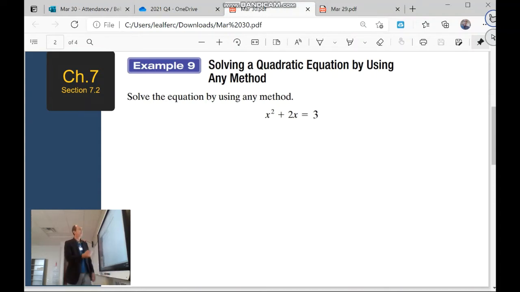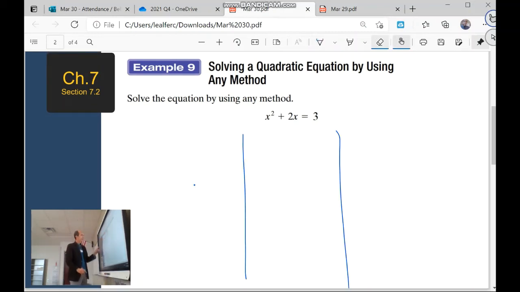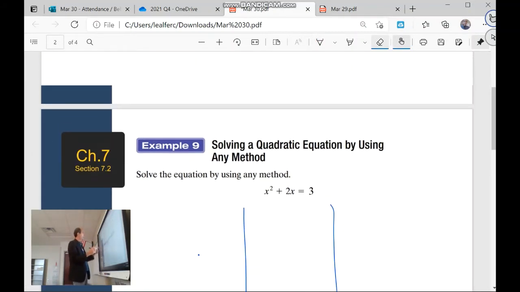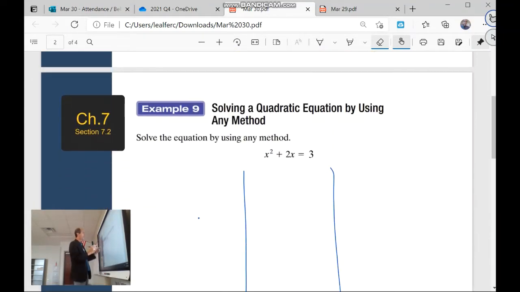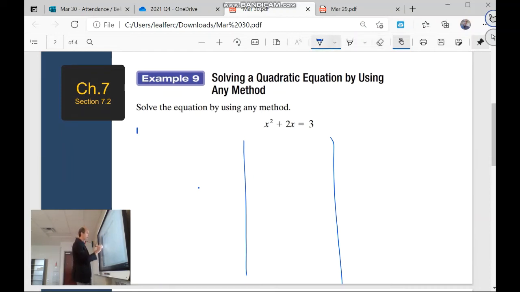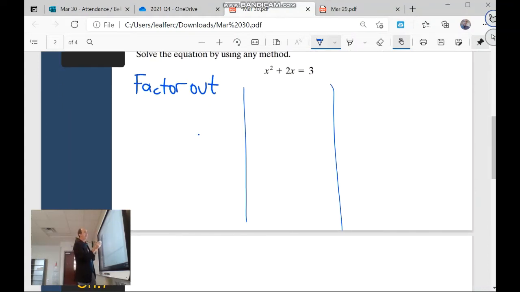Let's say you have this example: x squared plus 2x equals 3. And let's write here each kind of method. The first one, factoring and the zero product rule. I'm just going to show the beginning. Okay, factor out. We have x squared plus 2x, and you can move the 3 to the left-hand side, so minus 3 equals 0.